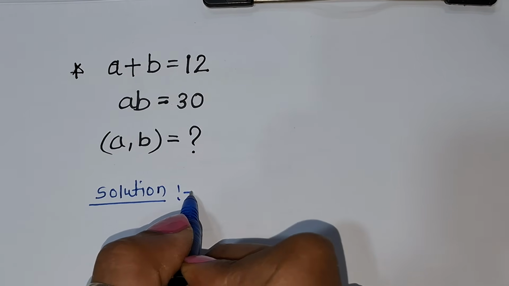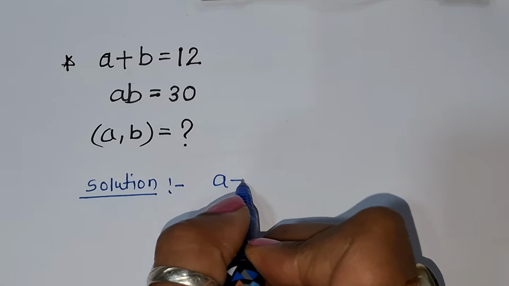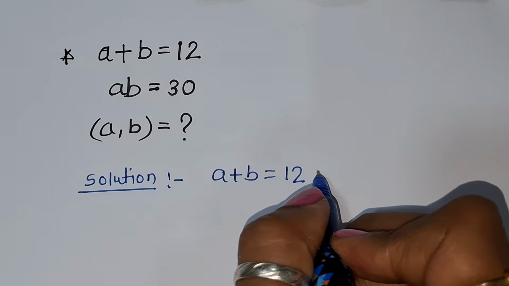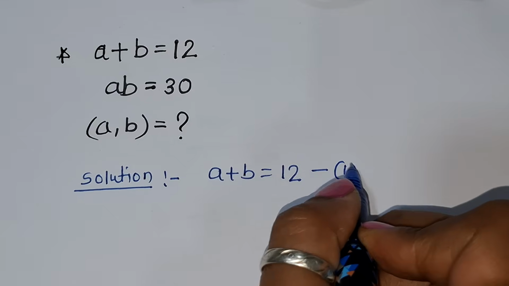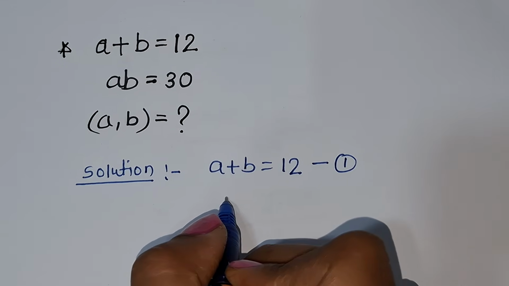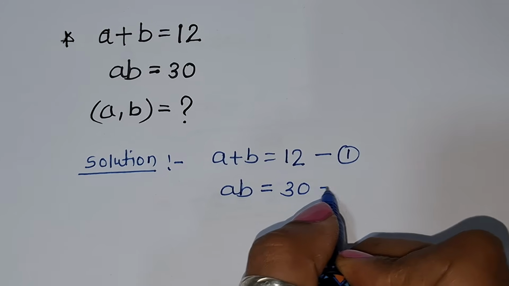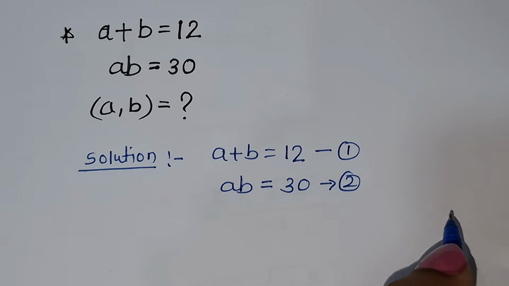Solution: a plus b is equal to 12. So we can say this is equation number 1. Next one is ab. ab is equal to 30. This is given. So we can say this is equation number 2.